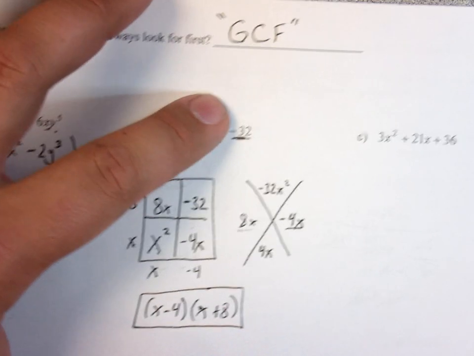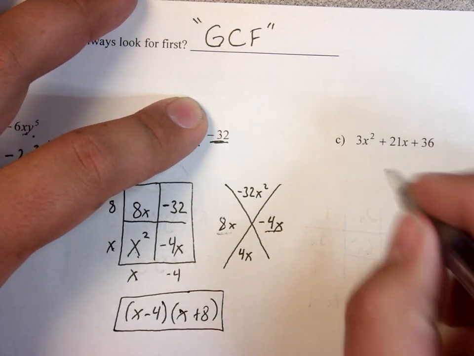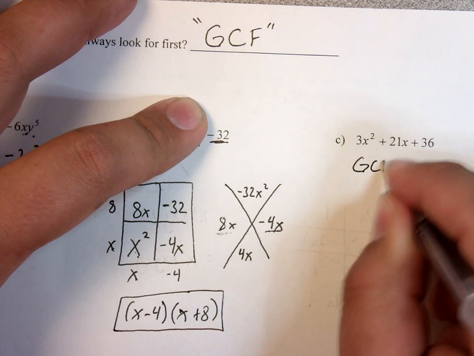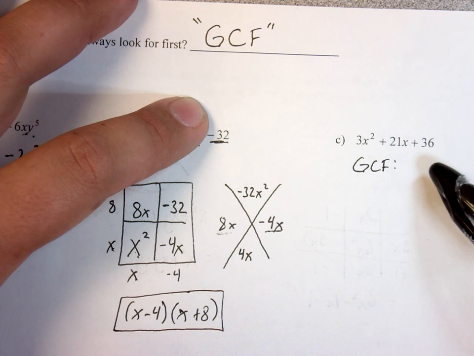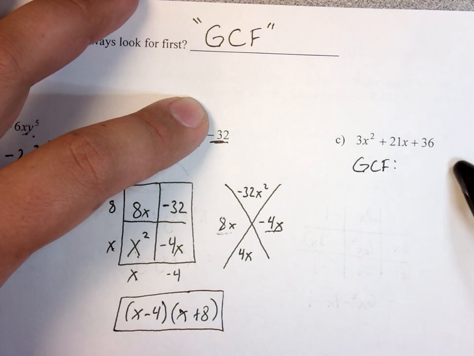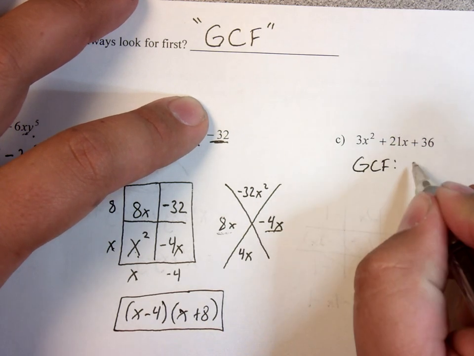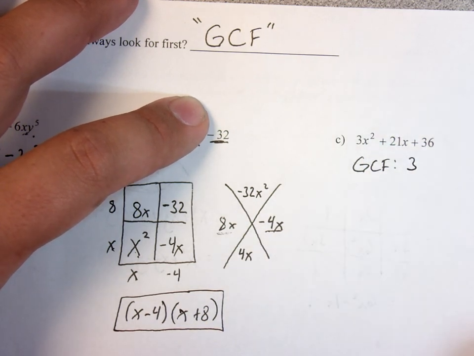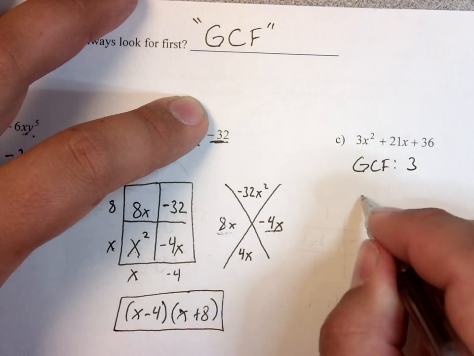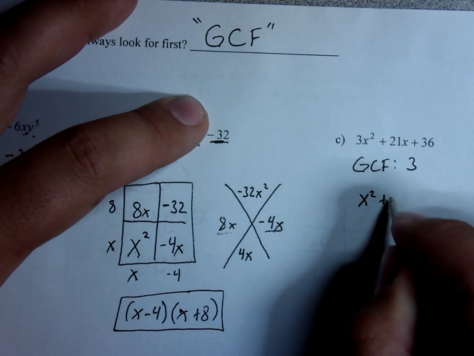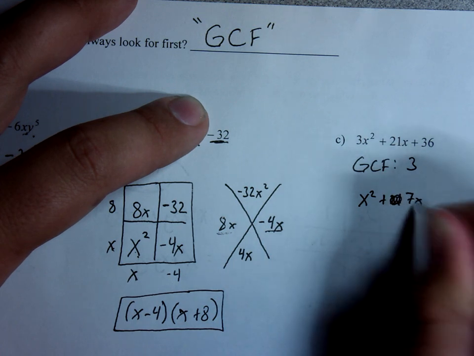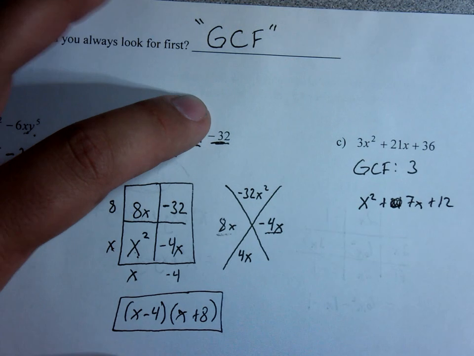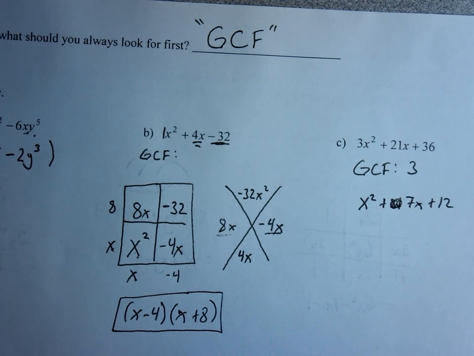Letter C. First question. GCF. Is there any number I can pull out of 3x squared plus 21x plus 36? Well, I can factor out a 3, so my greatest common factor will be 3, and then I'm going to rewrite as x squared plus 7x plus 12. So I had my original, and I divided everything by 3.